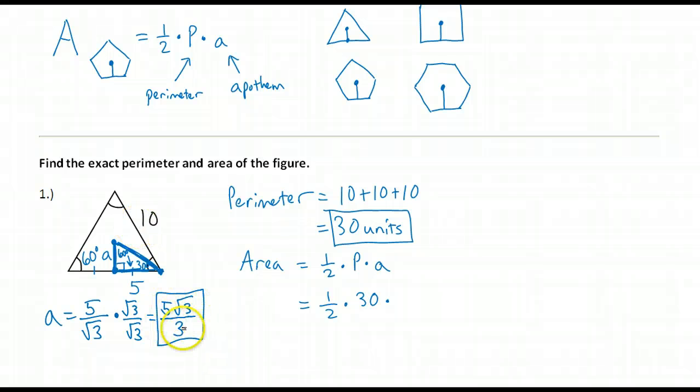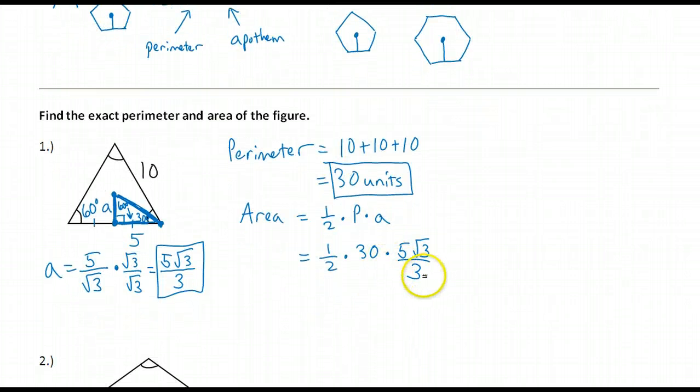Now I'm going to take this apothem and plug it into my formula. At this point, I could take out my calculator and do this math, but I'm going to show you a shortcut to multiply fractions. I'm going to put 30 over 1, and I'm going to leave everything else the way it looks as a fraction.